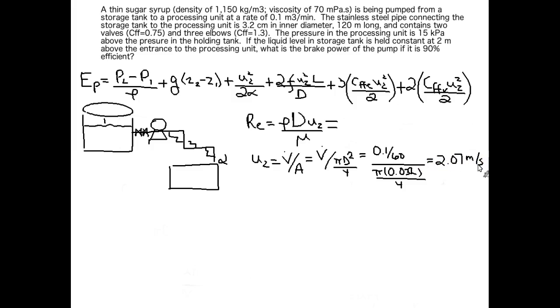When you get done, our velocity is 2.07 meters per second. Notice that I converted volumetric flow rate into cubic meters per second, and I converted the pipe diameter to meters. If you don't do that, your velocity number is not going to come out quite right. Now that we know our velocity, we can plug our numbers into the Reynolds number equation.